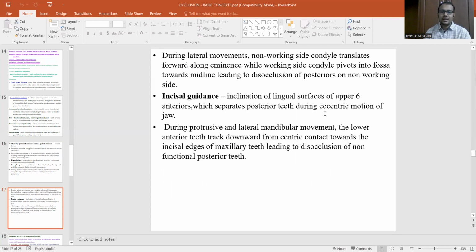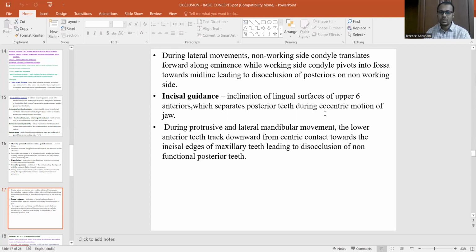What is incisal guidance? Incisal guidance is the inclination of the lingual surface of the upper anteriors which separates the posterior teeth during eccentric motion of the jaw. That means during protrusive movement of the mandible, there will be a sliding of the incisal tip of the lower anteriors along the palatal inclines of the upper teeth, which causes separation of the posteriors.